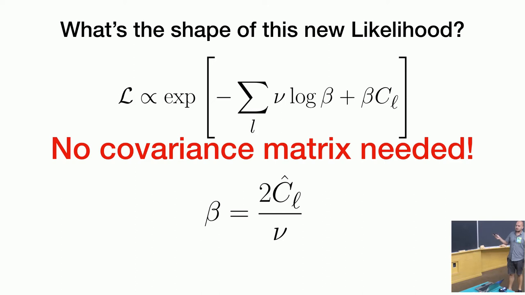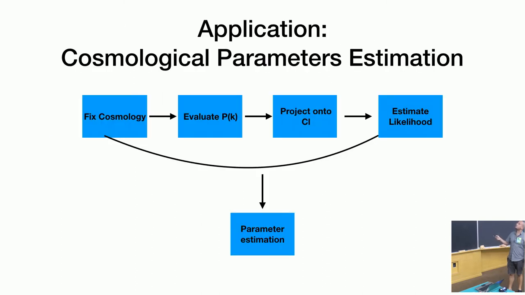Okay, having said this, let's go to the application. We want to do cosmological parameter estimation, so we have to fix our cosmology, evaluate the power spectrum using this cosmology, project this power spectrum onto the CLs, estimate the likelihood, maximize this process, repeat MCMC, et cetera, while we finally are able to find the cosmological parameter that fits our data.